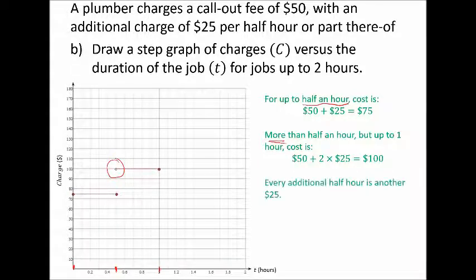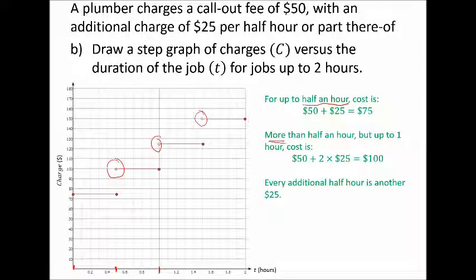From there, every additional half hour is another $25. So we can fill that in. Again, making note of the open circles. 1 hour exactly, well, that's 2 half hours. So we're not getting charged that extra jump until we move beyond 1 hour.